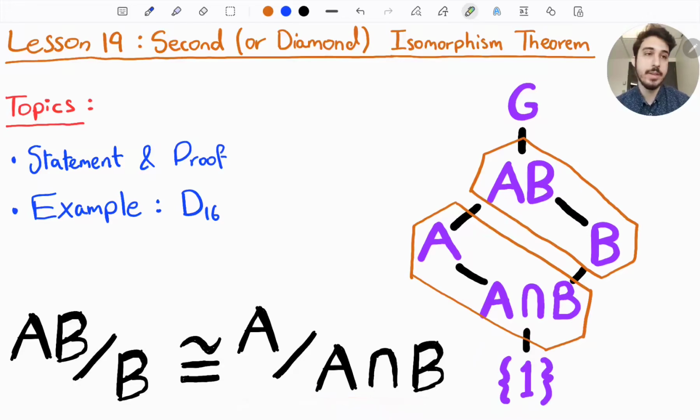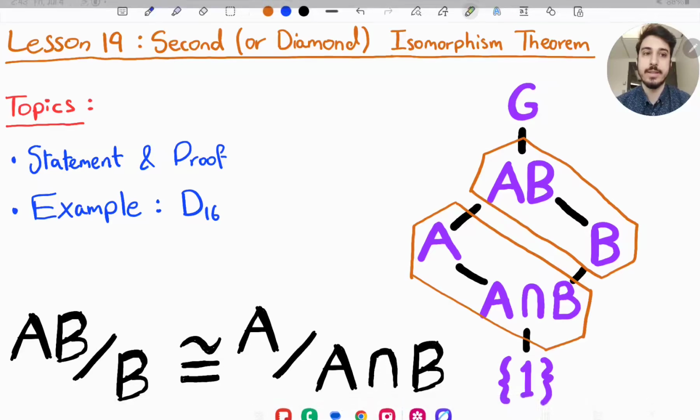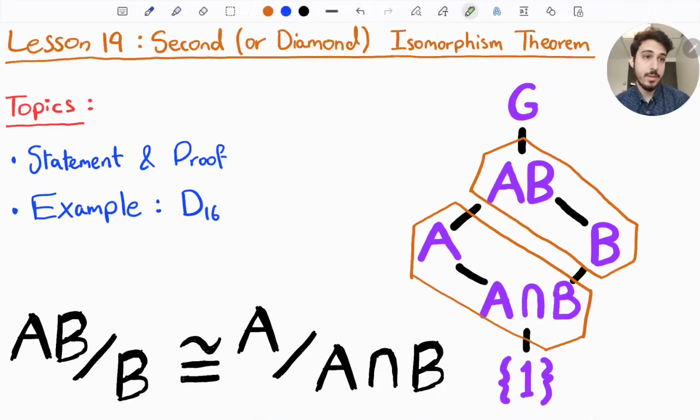The simplest way to remember this is by drawing the lattice starting with the group G, and then the subgroup AB, the subgroups A and B of AB, the subgroup A intersect B, and lastly, the trivial subgroup containing only the identity element. The reason it's a diamond is because if you trace the shape here, it's simply a diamond, and you see that if you take the quotient AB/B, it's isomorphic to the quotient A/(A intersect B). So you can sort of see there's a parallel thing going on here. So let's get to it.